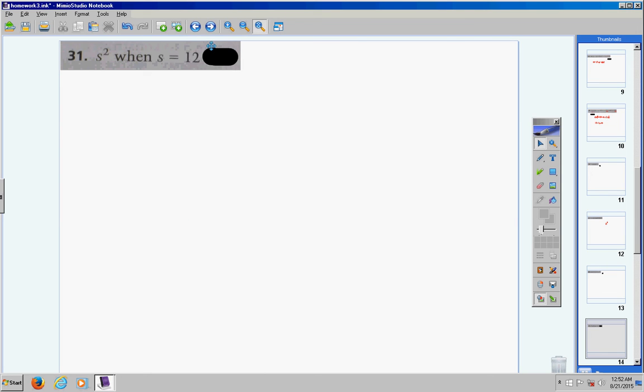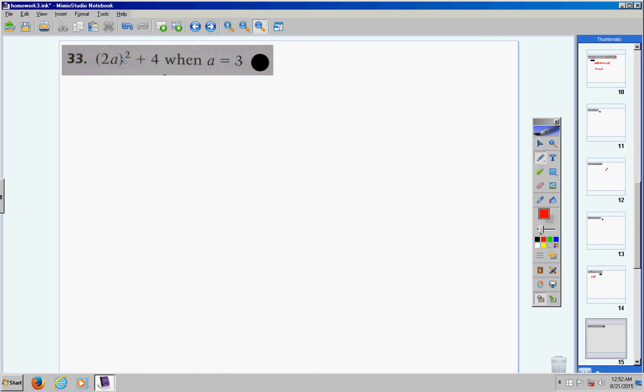Alright, numbers 31 through 35. We're going to evaluate the expression using substitution. So, s equals 12. Here's s. Now watch what I do, students. I put parentheses for s. I put my 12. Then the 2 goes on the outside right here. Okay? Here's the s. I put a 12. I did put parentheses. Always try to do that, okay? 12 squared means 12 times 12, which is 144.